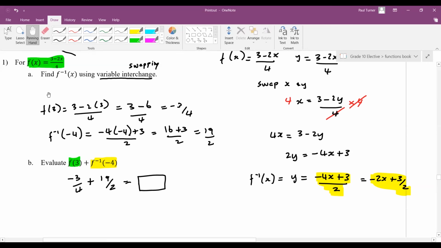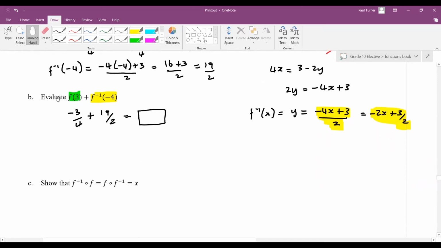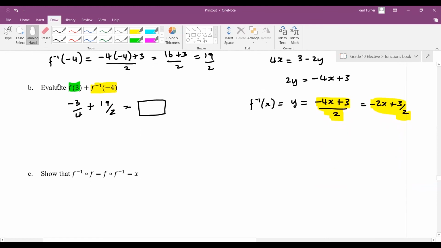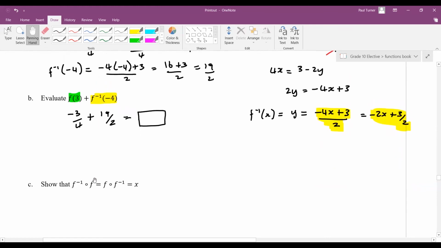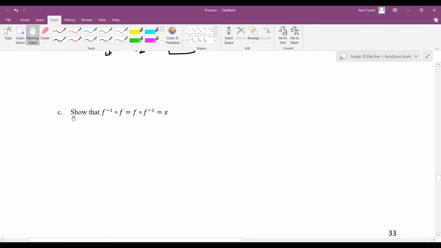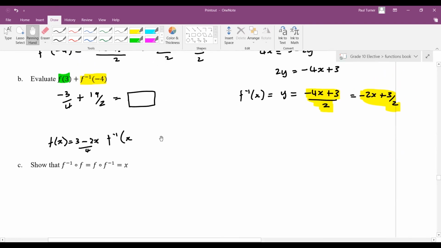So let's go down a little bit. So now we have to show that they are inverses of each other. So now what you need to do, we have our 2 functions, which was 3 minus 2x on 4. That's your function. Your inverse function was minus 4x plus 3 on 2.